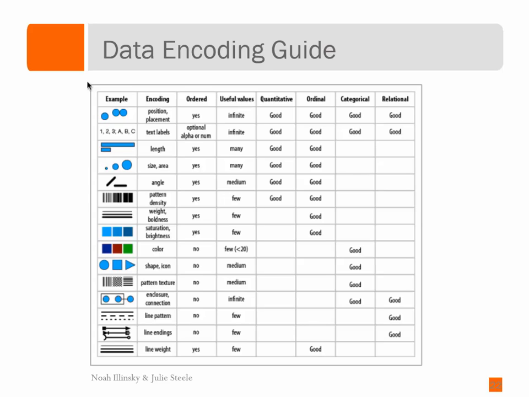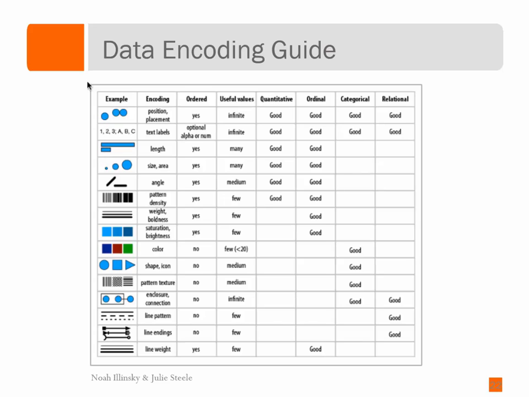So there's an example on the left. The first one we see there are sort of 3 points or circles. The encoding is their position or placement. And think about those circles or points plotted on an XY axis. Can they be ordered? Yes. Useful values, infinite number. We can have as many plotted points as we wish. Does it represent quantitative information? Yeah, fairly good. Ordinal, good. Categorical, good. And relational, good. So you can see it's sort of like it says, it's a guide to help.